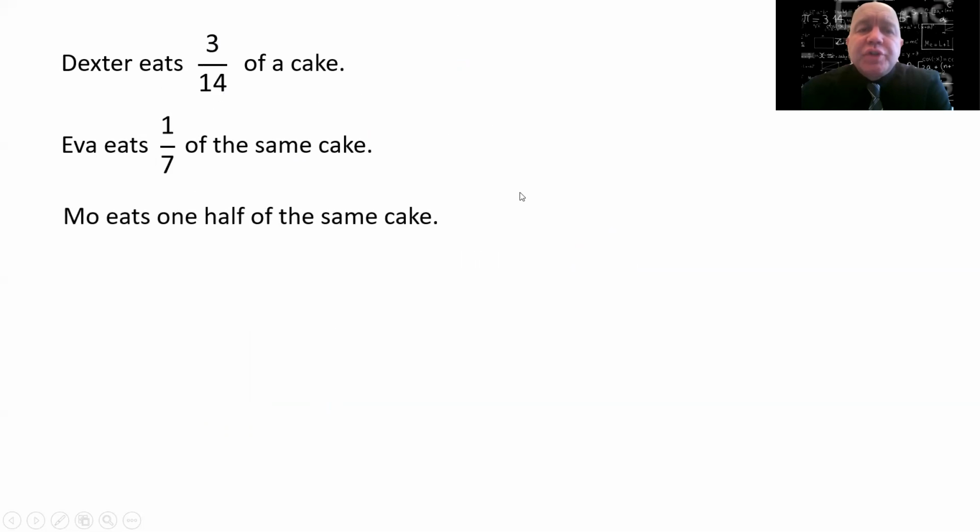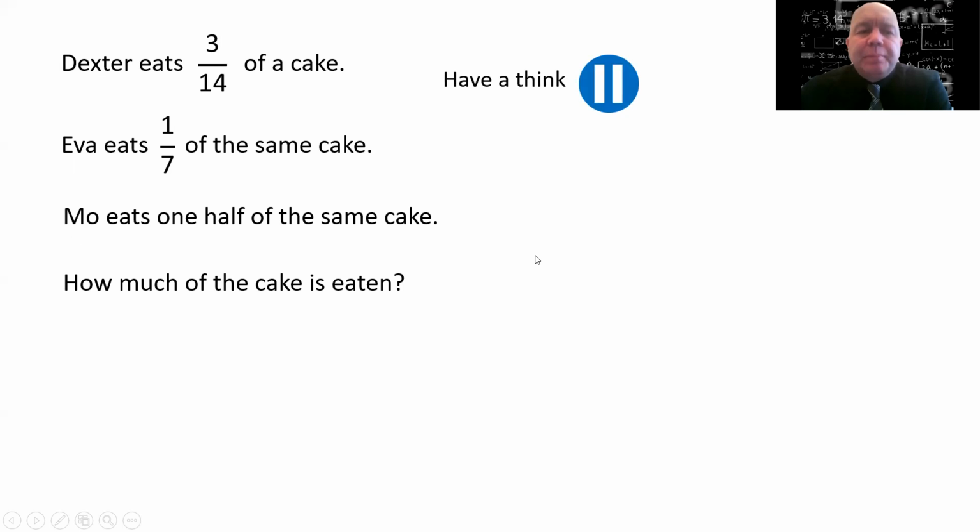So let's look at what the sum is. How much of the cake is eaten? So it's an altogether. The amount that Dexter ate, the amount that Eva ate, the amount that Mo ate, altogether. Okay, so what's the sum? Well, hopefully you've realized it is a straightforward addition because that's the theme of the lesson. Big surprise. We've got 3/14 plus 1/7 plus 1/2. As we know, because the denominators are different, we can't add them up at the moment.